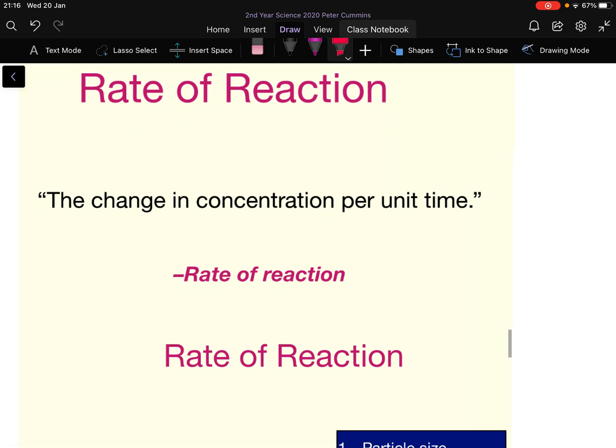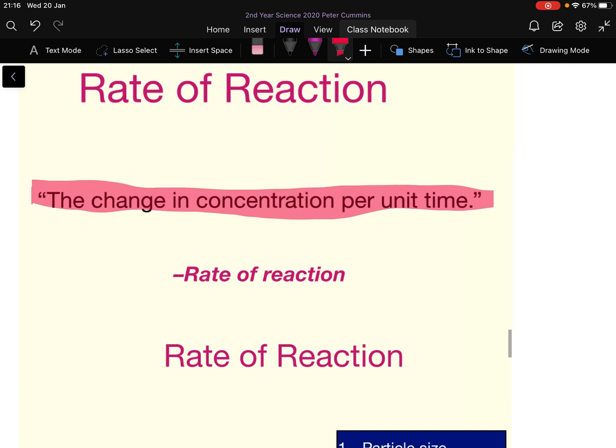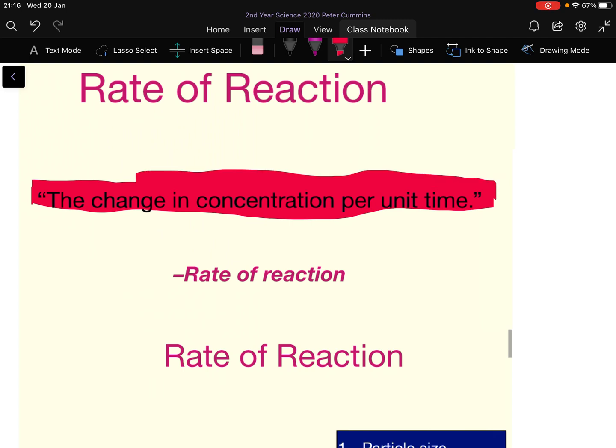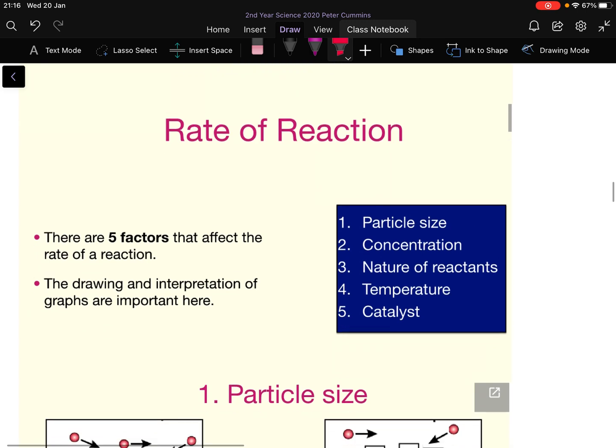The rate of reaction, definition, is the change in concentration per unit time. Rate is a fancy name for speed. So we're always worried about the rate of reaction, the speed of reaction. Because if it happens too slowly, you get bored and you don't want to wait, and you're looking for your results and you have another class to get to. If it happens too quickly, well, it could be dangerous. It could boil over. Could go on fire. So rate of reaction is always something that we're interested in.